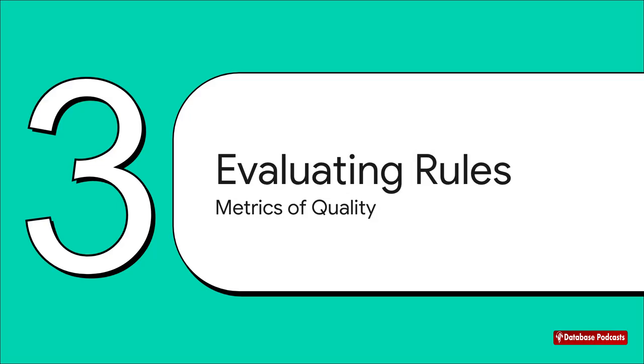Okay, so now we have a rule. But I've been saying better and more accurate. What does that actually mean? How do we really measure if one rule is stronger than another? Well, for that, we need to talk about a few key metrics.